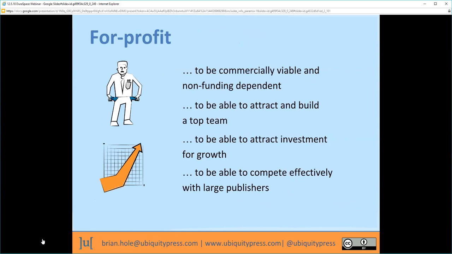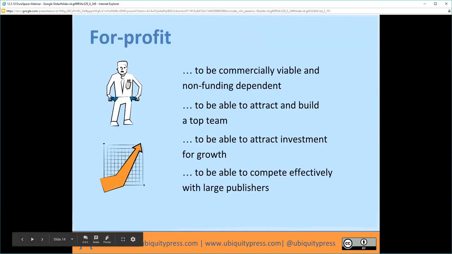At the beginning, the key point is that we are a for-profit company. And in the climate today, a lot of universities and libraries question very seriously whether they want to partner or work with for-profit companies. Our reason to be for-profit is that we want to be a commercially viable, non-funding dependent organization. We started off with a couple of grants in the UK from the JISC to help us get started, but we want to be fully funding independent. We want to be able to stand on our own two feet and grow the company so that we can compete with large publishers on an equal basis.